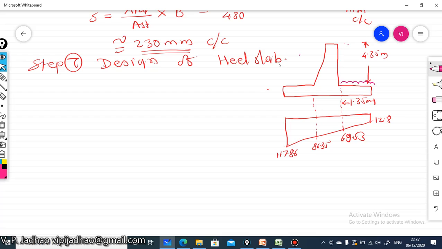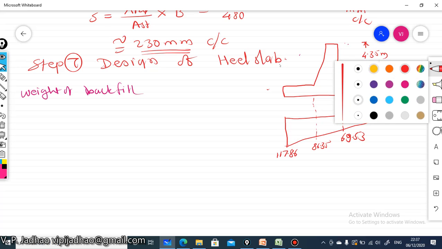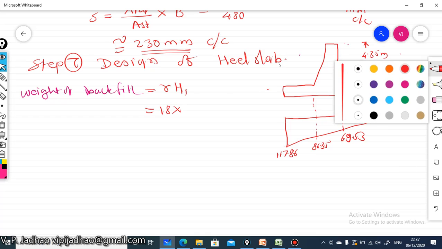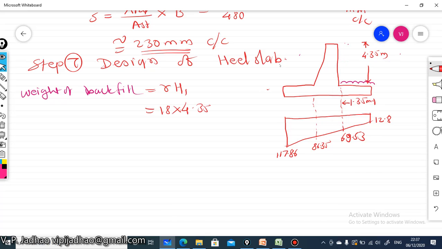Okay, this bending moment, we have to calculate the value of this particular bending moment. Now the weight of this backfill material will be equal to gamma into h1. Let us consider this is h1, so gamma value is given 18, and h1 we know is 4.35 meter. So we get the weight of backfill equal to 78.3 kilonewton per meter.